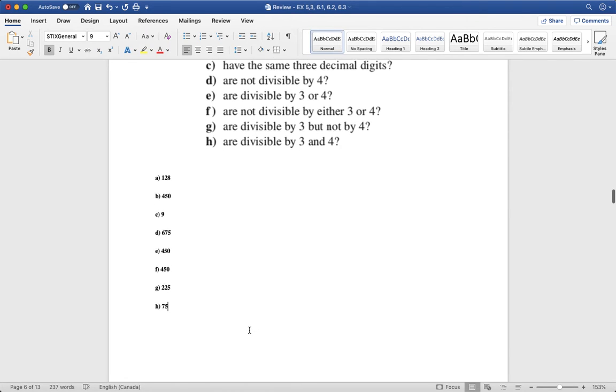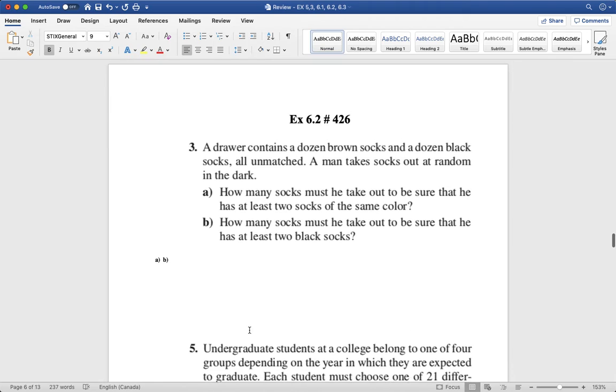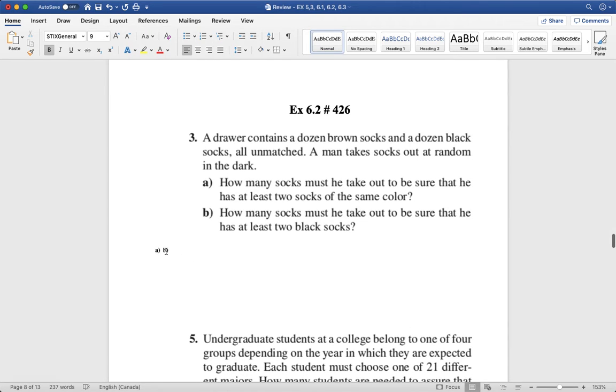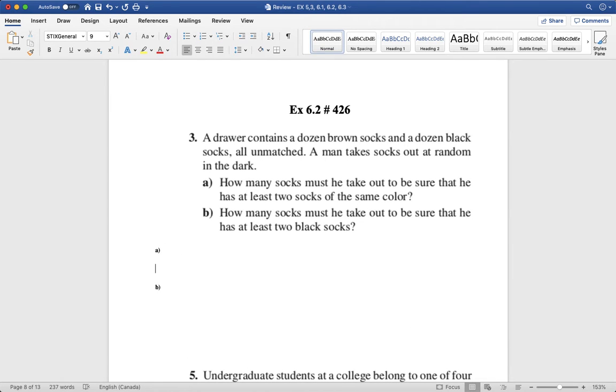Okay, alright, let's move on to the next exercise. So in this exercise we have question number 3. This exercise is on page number 426 of the textbook. A drawer contains a dozen brown socks and a dozen black socks, all unmatched. A man takes socks out at random in the dark. How many socks must he take out to be sure that he has at least 2 socks of the same color?